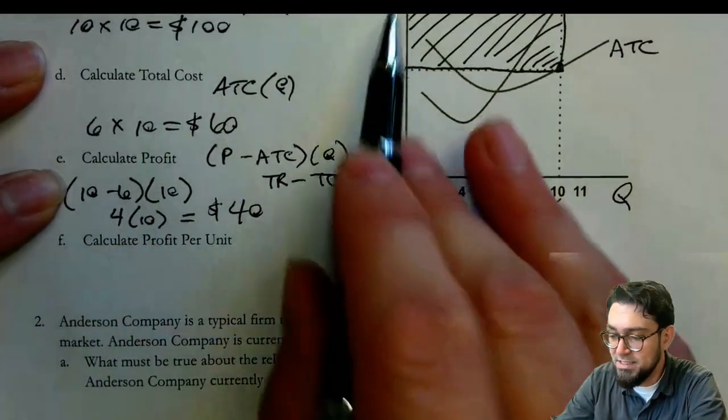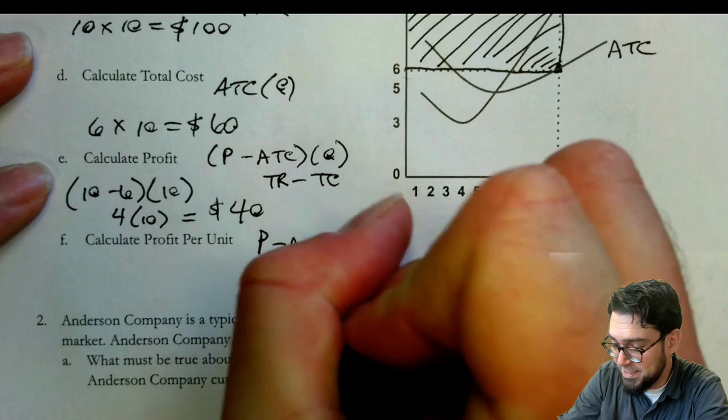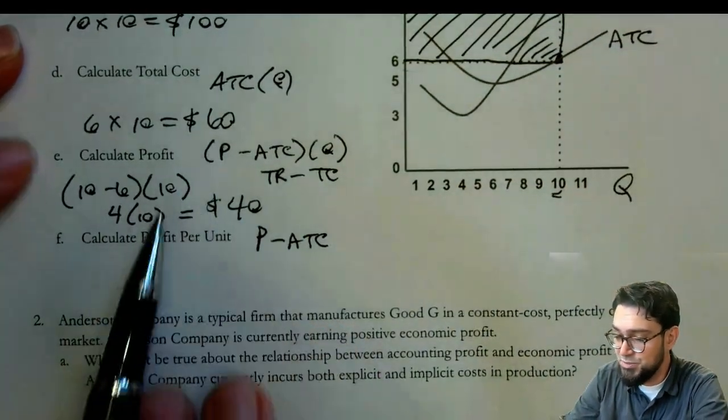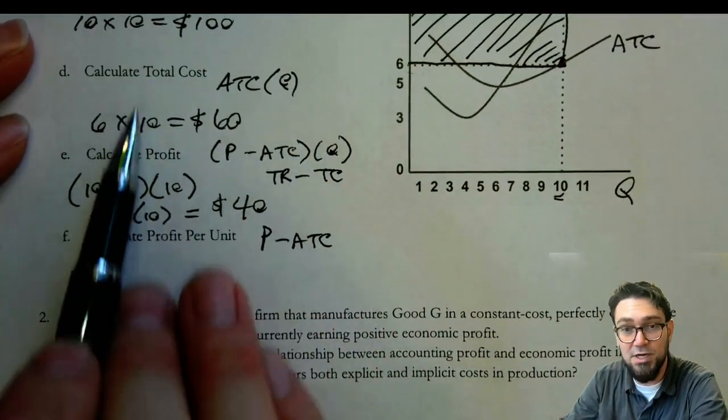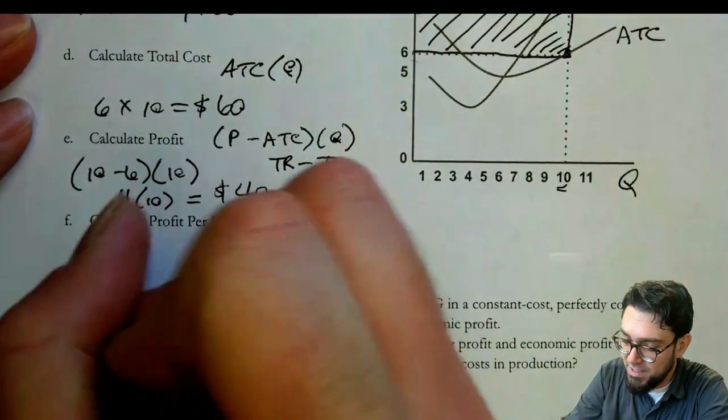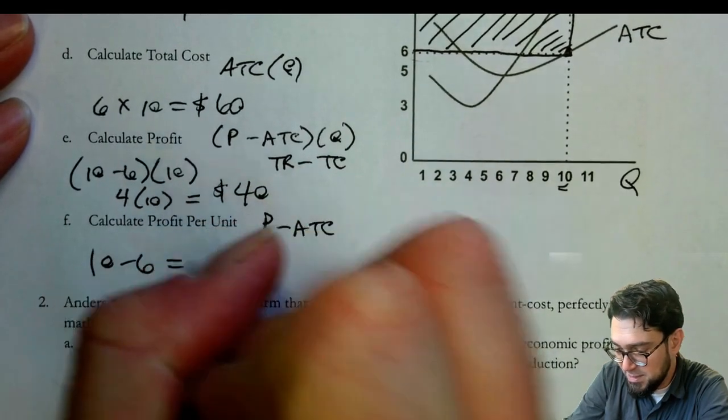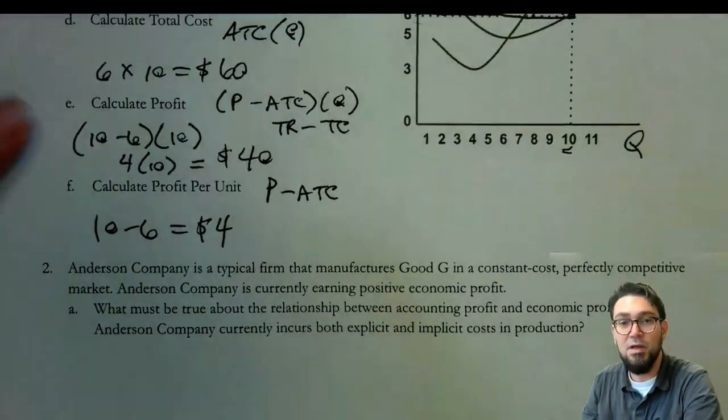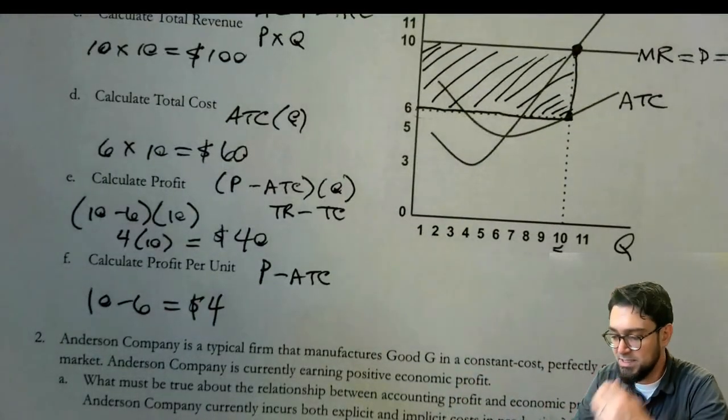Profit per unit is the difference between price and ATC. Right? And so it's really just saying per unit. And if we multiply it by the quantity, you'd get the total. And so we'd say 10 minus 6 equals 4. So not too bad of doing a little bit of this analysis.